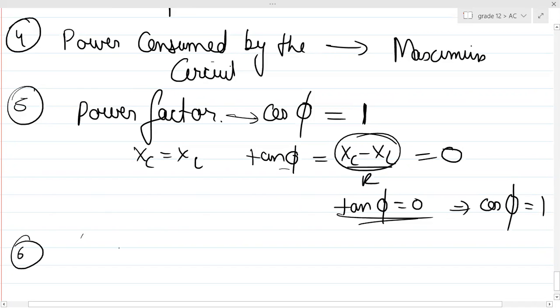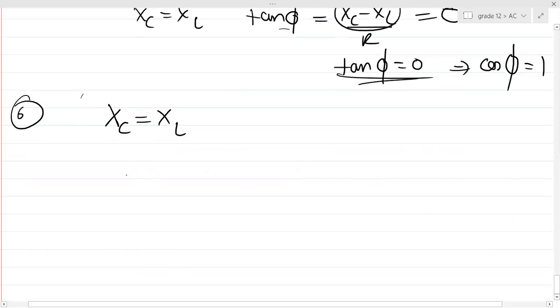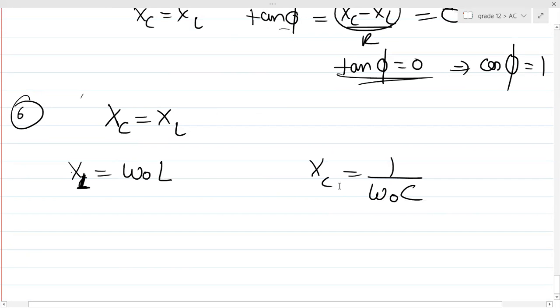By the way, I told you about this particular thing that XC and XL will become equal, right? Let's see what exactly this is equal to. XL was equal to omega naught into L, and XC was equal to 1 upon omega naught into C, right?